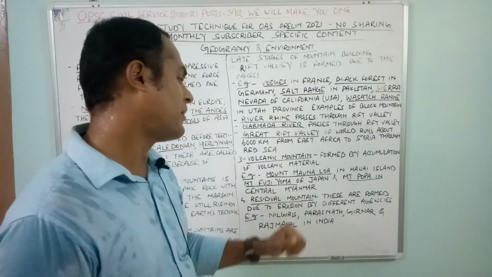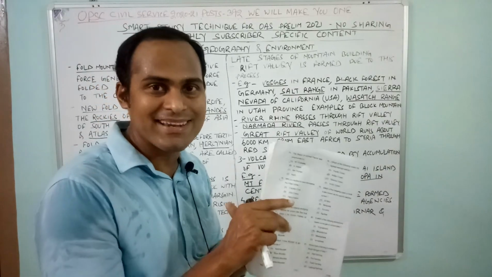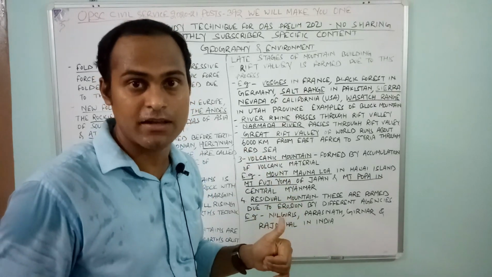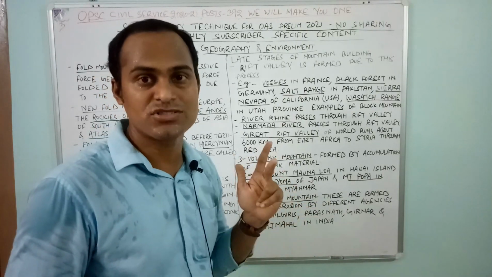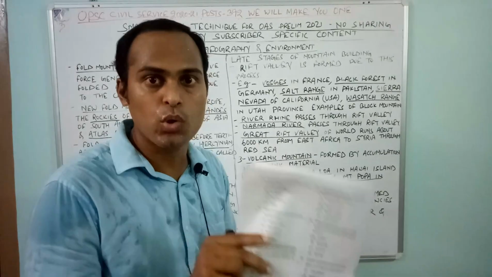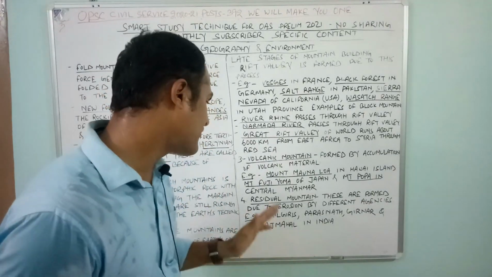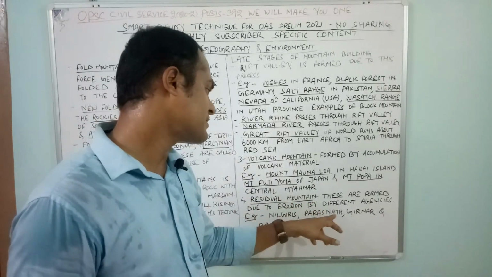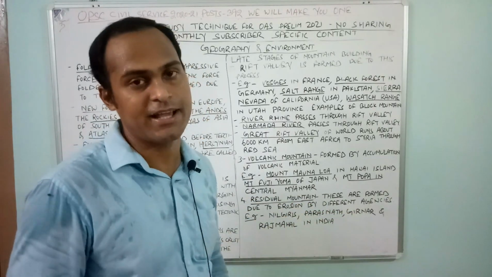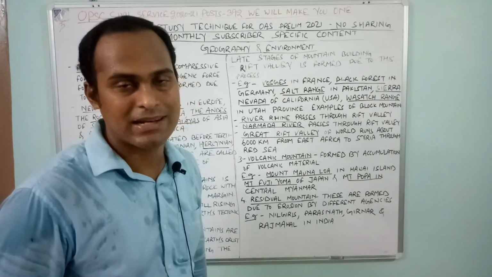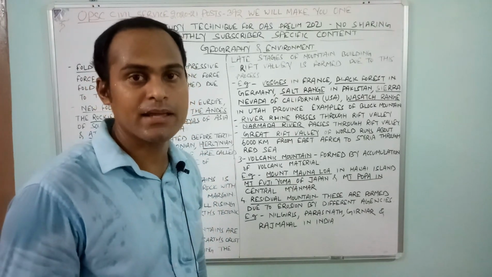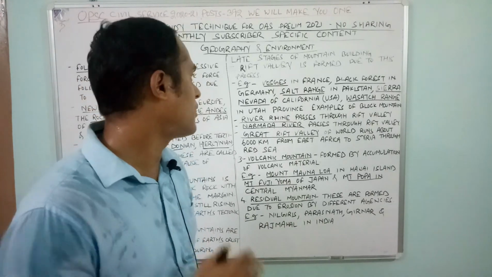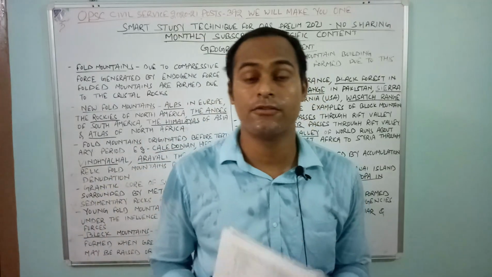Remember this. Residual mountains. What are residual mountains? When there is a residual process, with so much sun, so much rain, so much wind, the mountain slowly gets denuded. And after the denudation process, what are the examples of residual mountains? Nilgiri, Parasnath, Girnar and Rajmahal in India.